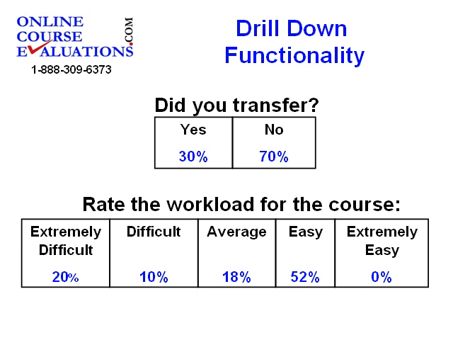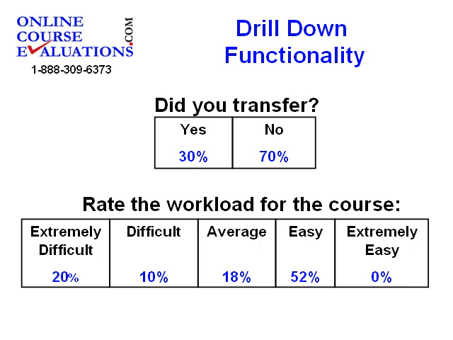Our drill down technology will help you figure out the responses from certain demographics as opposed to others. Let's say you wanted to figure out if the students who transferred into the school found your class difficult. This is easy with our system. How it works is there are hyperlinks for each of the percentages. By clicking on the percentage, say the 70% of students who didn't transfer, you can see how they responded to the rest of the survey.